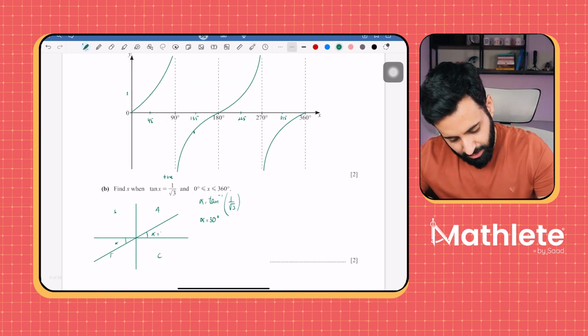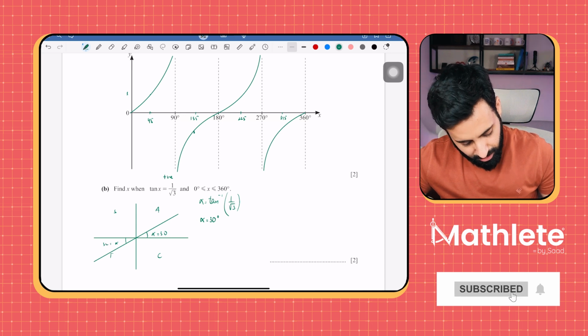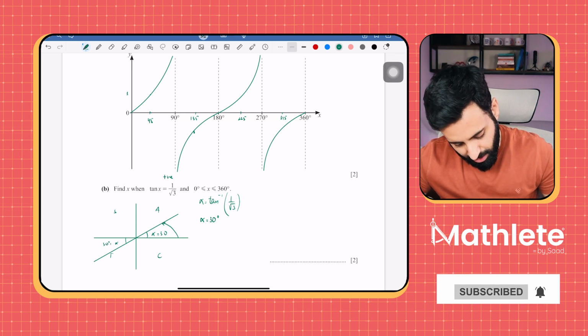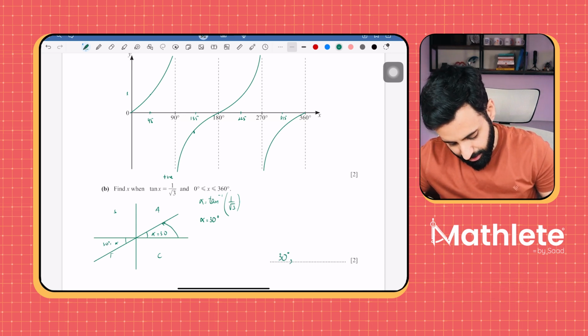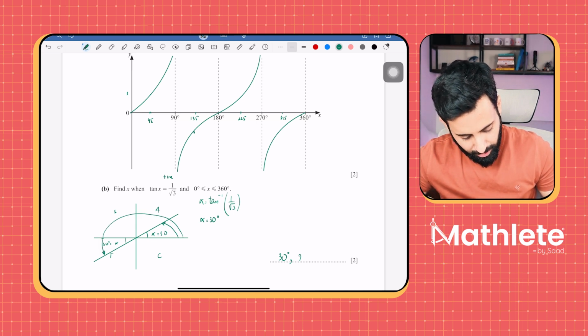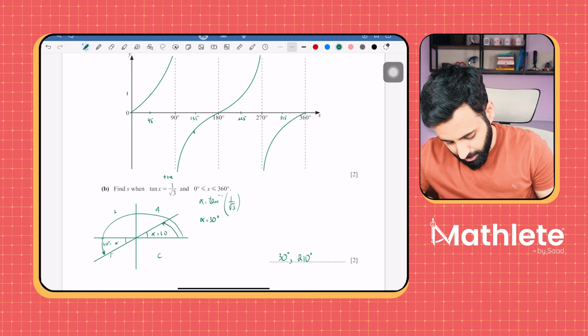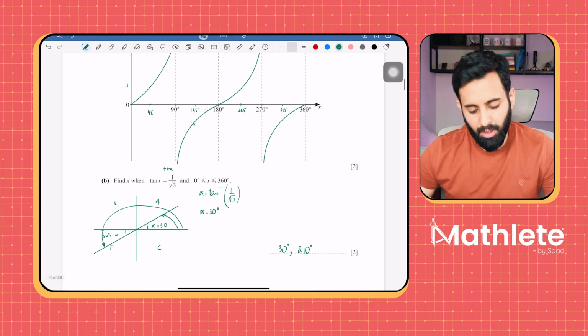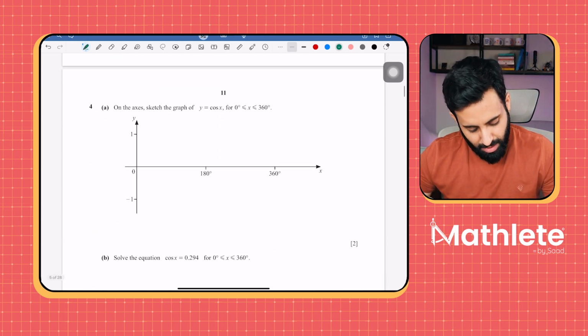That means this angle is 30, and this angle is also equal to 30 degrees. Now we find out x. So in the first quadrant it's 30 degrees, and then in the third quadrant it's going to be 180 plus 30, which is equal to 210 degrees. Okay, and you can see that we didn't use a calculator in this at all.